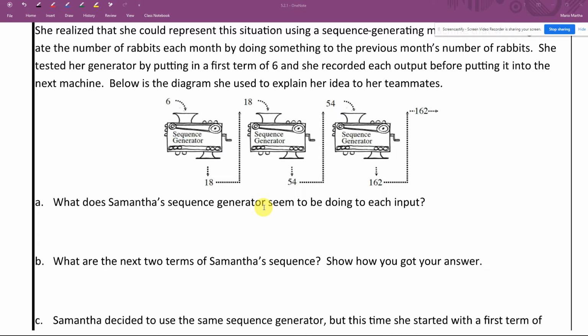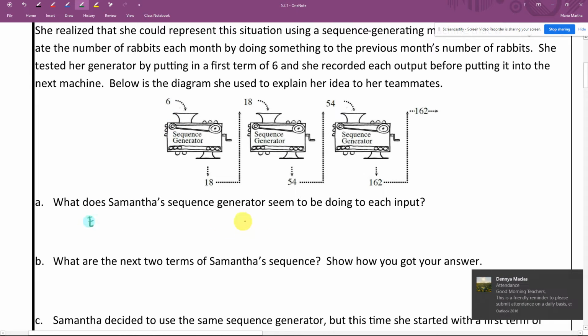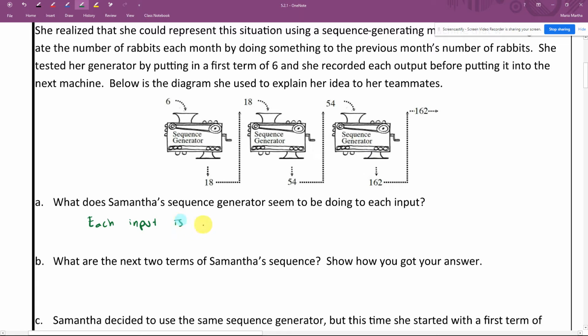If you notice here, it's not adding. If we were to think about adding, 6 plus 12 gives us 18, but if I add 12 to 18, I get 30, not 54. So what's actually happening is each input is being multiplied by 3.